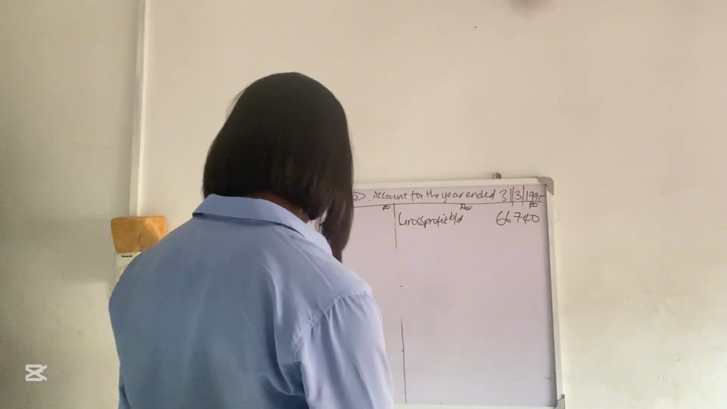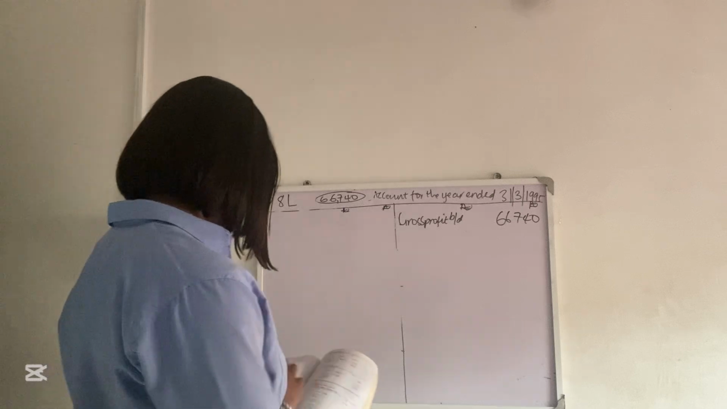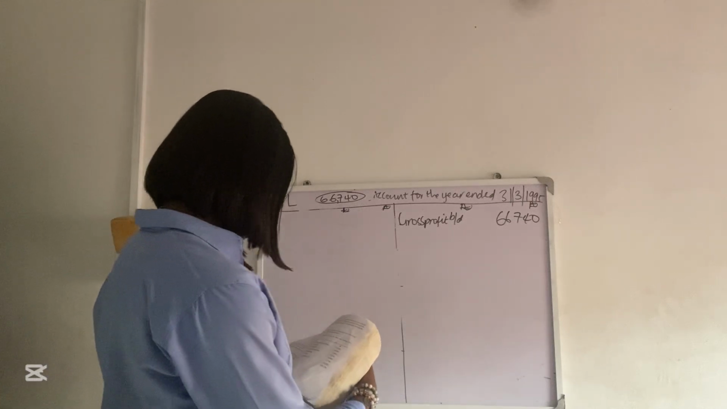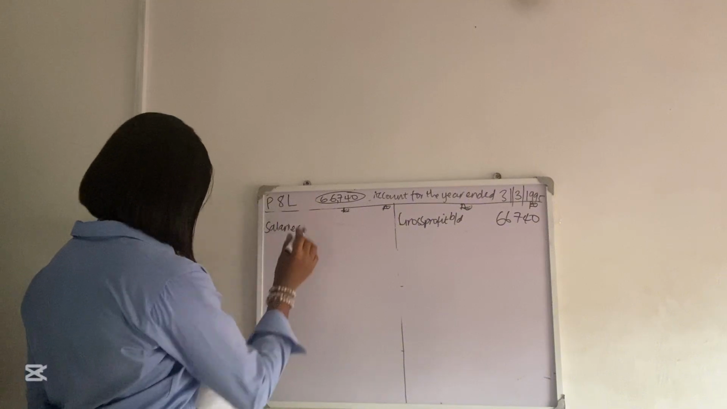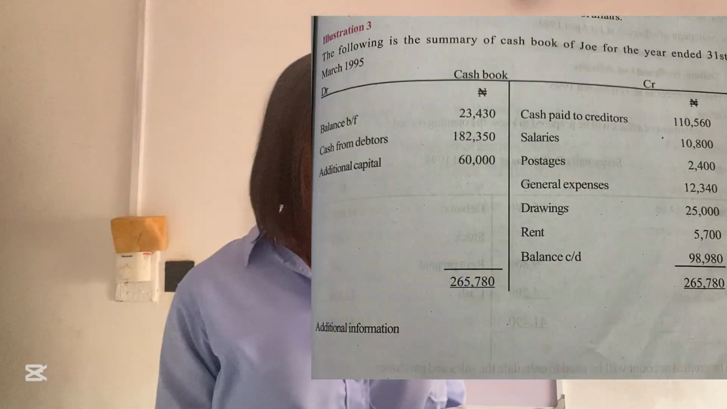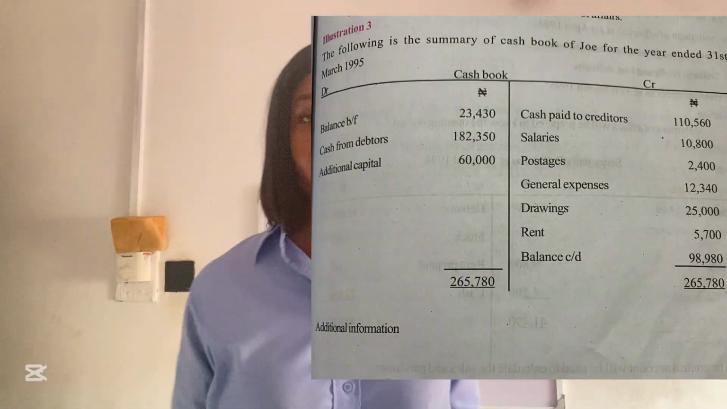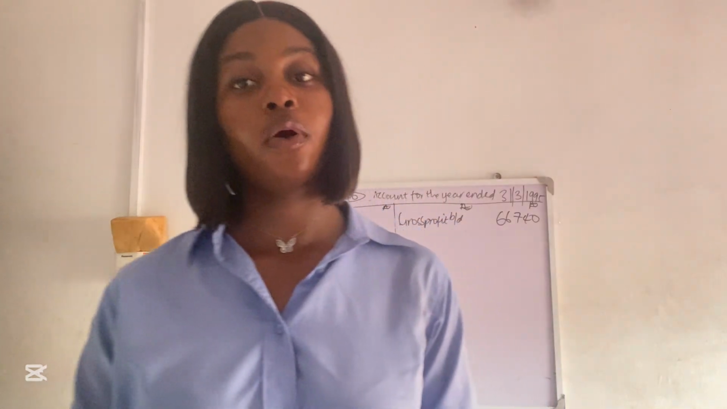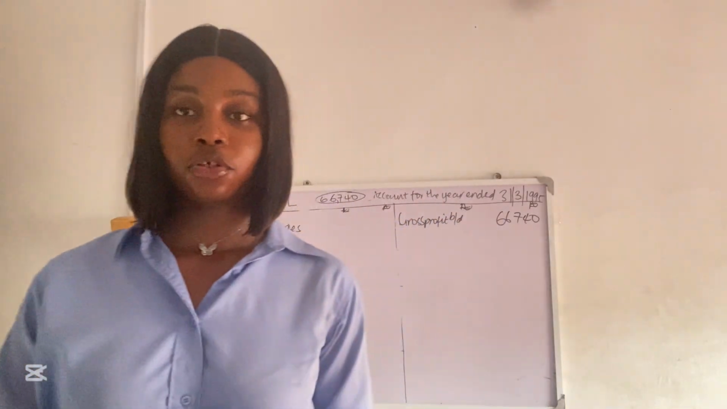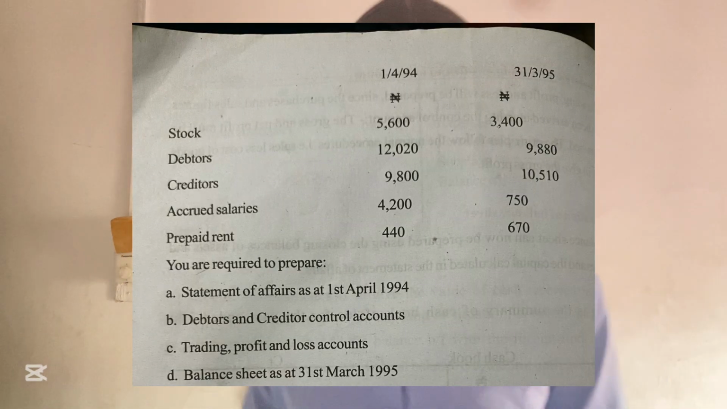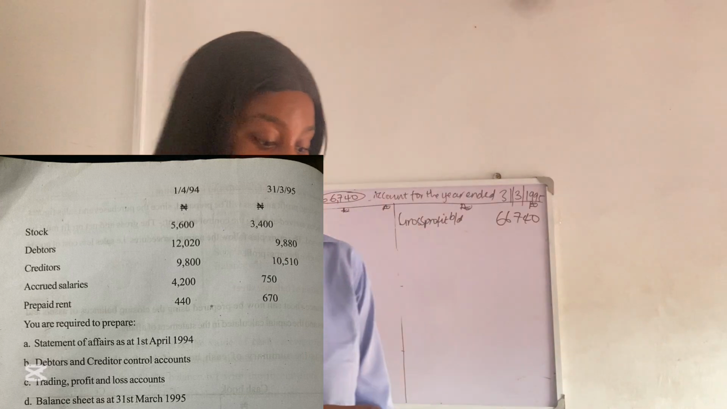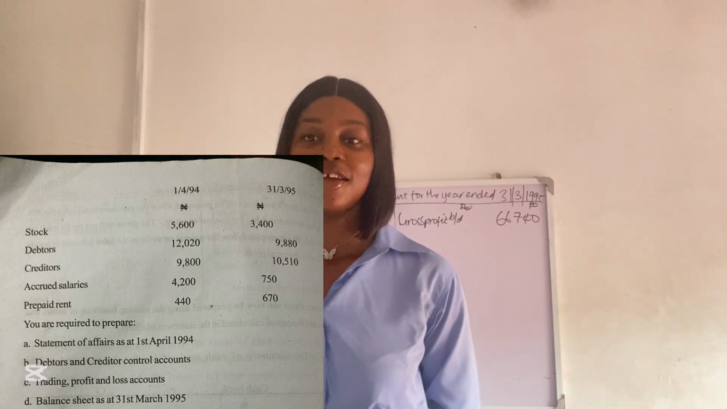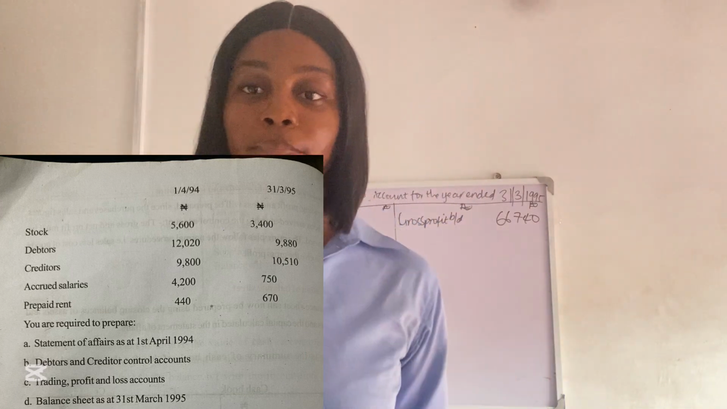So but this now will have additional information. So salaries now, let's do the workings before we write the figures. Salaries in the cash book was 10,800. But it's in the P&L that we make provision for adjustments. Your additional information, remember, you see things like accrued salaries. So you have to take those things into consideration.